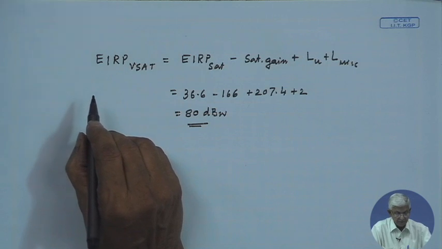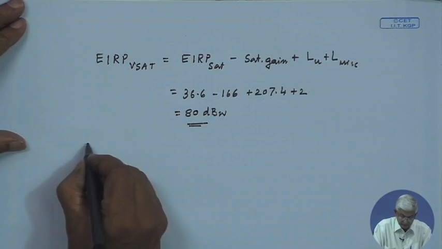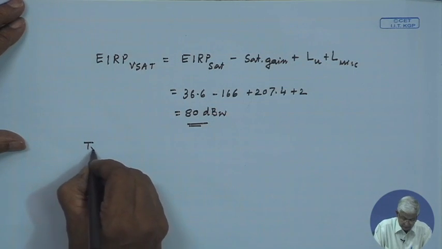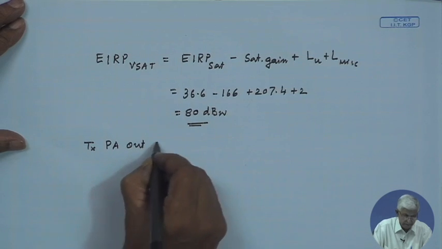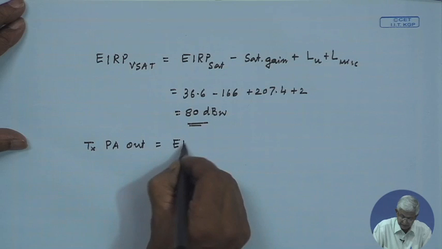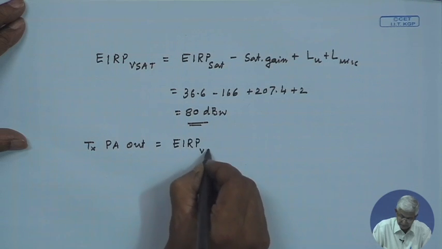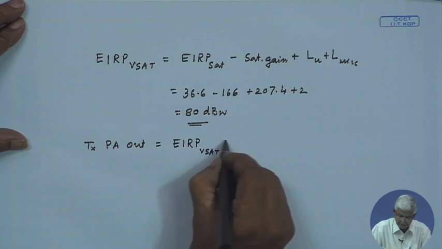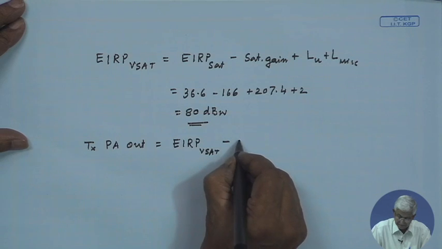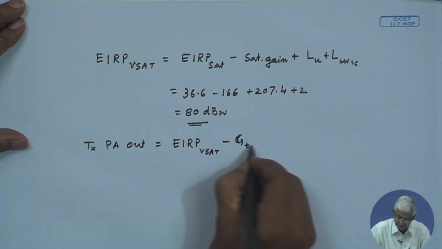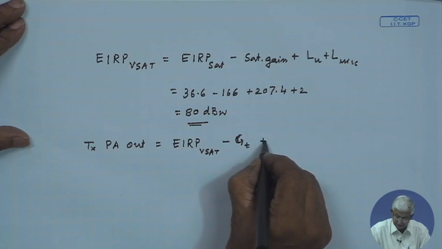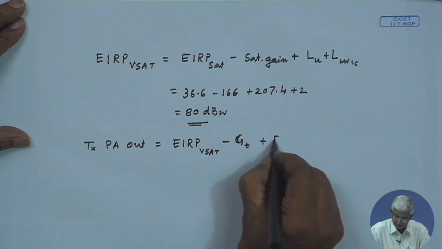Now, if we try to calculate the VSAT transmit power amplifier output, it will be whatever is the EIRP of VSAT minus the gain of the VSAT transmit antenna, and then plus some losses, that is feeder loss.